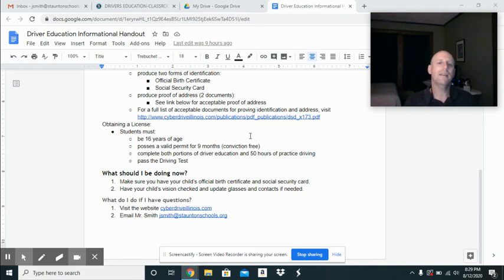So, what can you be doing now, or what can your parents be doing now? Well, as I mentioned earlier, make sure that you've got the official birth certificate and the social security card. And by the way, that birth certificate has to be the official birth certificate with the seal or the stamp on it from the county that you were born in. If it's the commemorative one from the hospital that's got the cute little footprints on it, that does not count. Those are cute and great for babies' books, but those do not count as an official birth certificate.